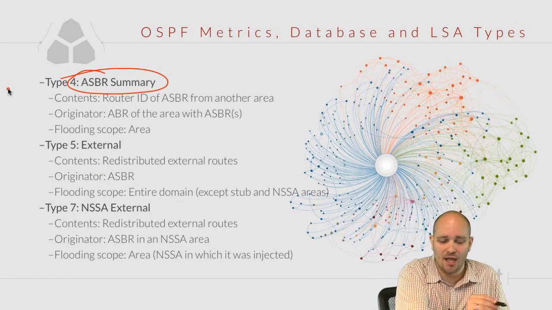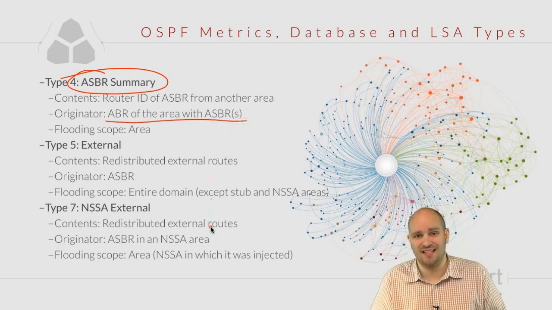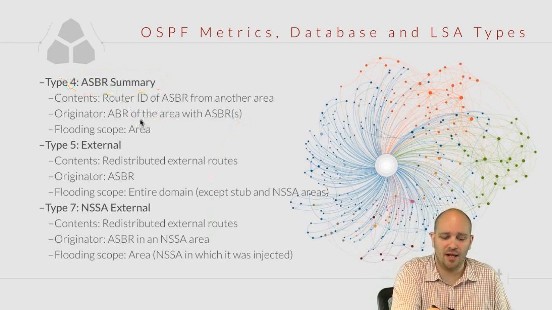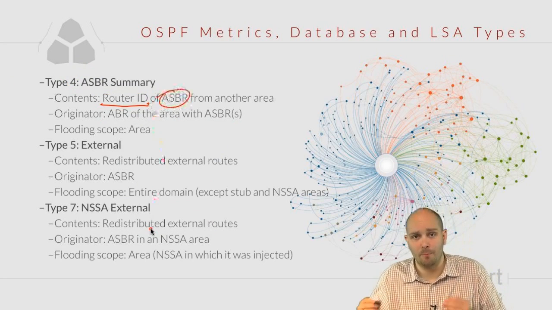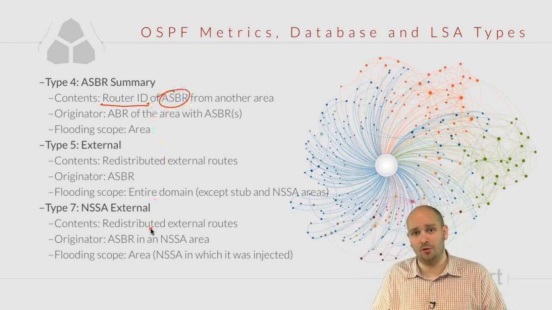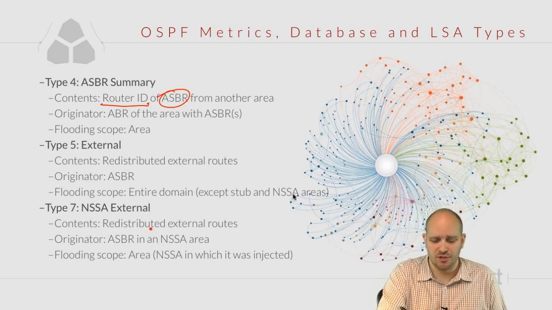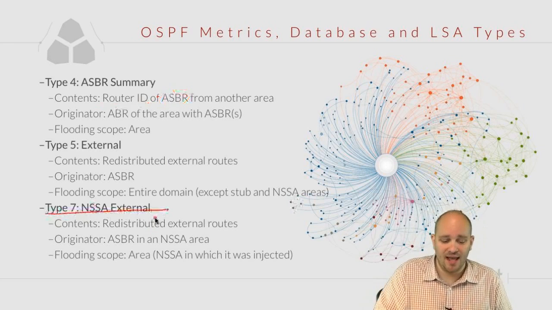a type 4 LSA will be generated by the ABRs in those areas that contain the ASBRs. And the contents of the type 4 LSA will be the router ID of the ASBR from another area. Again, this is something that I will explain in a little bit more detail when I talk about external routes and inter-area operations. Last but not the least, there is the type 7 LSA.